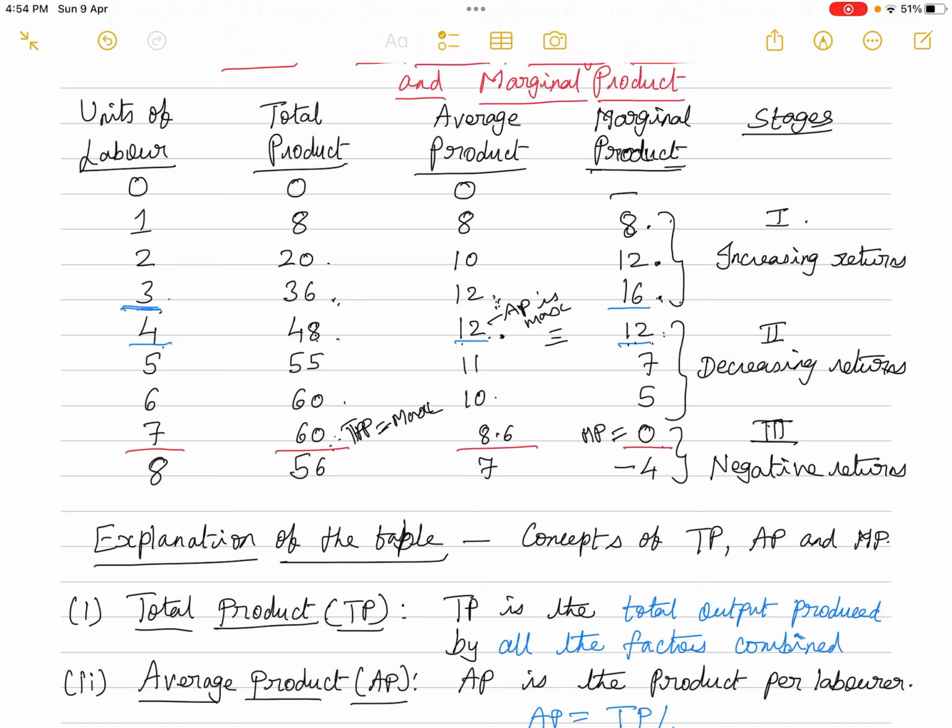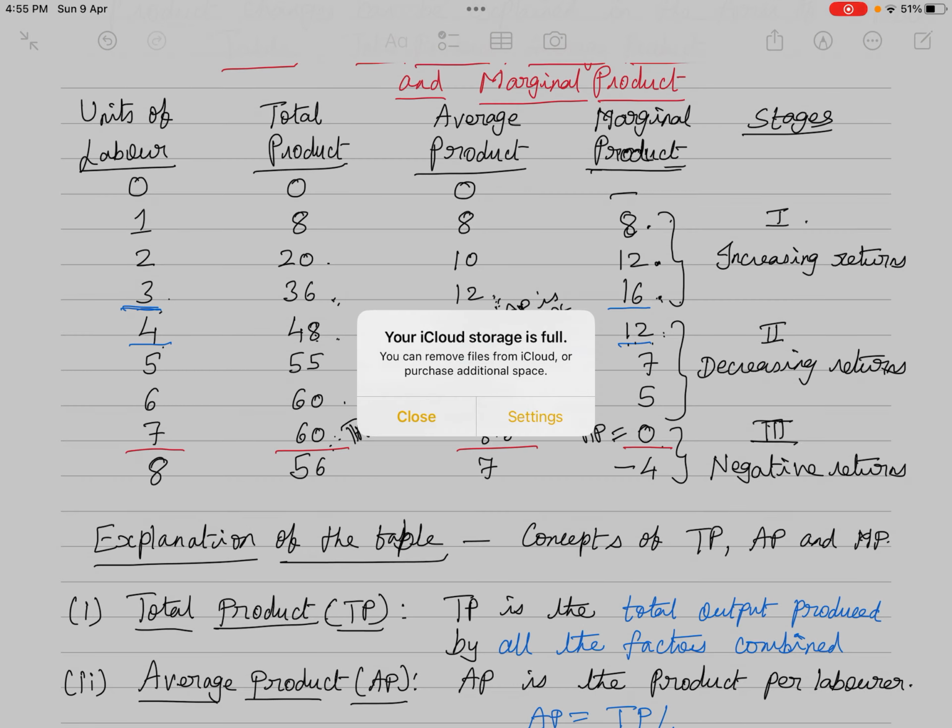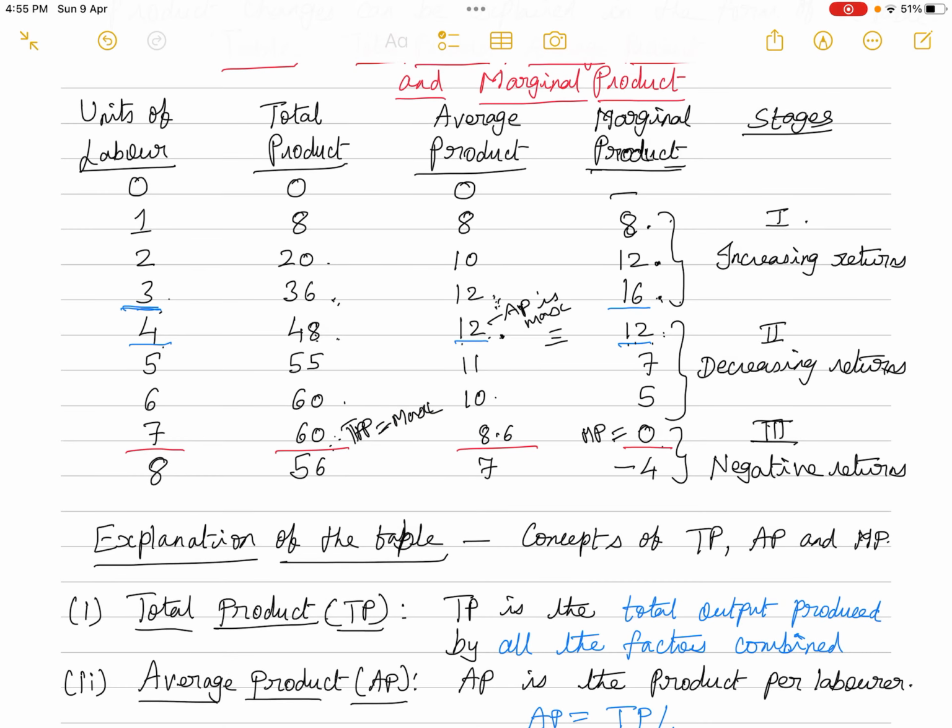So when the total product is maximum, marginal product will become 0. From the 4th laborer to the 7th or 6th laborer, the producer is coming across the second stage, that is, the returns start decreasing, that is the decreasing returns. Now if the farmer still employs an additional laborer, the 8th laborer, then the total product itself starts declining to 56, and average product continues to decline, and the marginal product will become negative. So when the total product decreases, the marginal product will become negative.